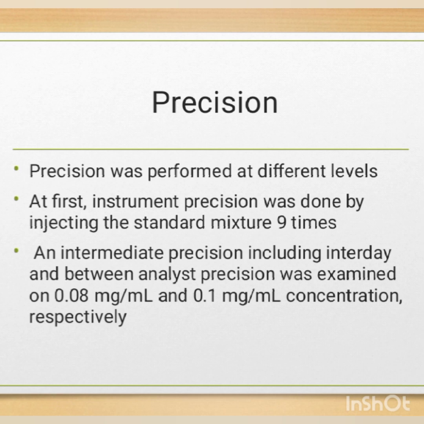First, instrumentation precision was done. How was precision done? That was done by injecting the standard mixture 9 times. Injecting a standard mixture 9 times in the instrument will give us good results. On the other hand, intermediate precision was also done, interday and between analyst precision. It was examined at 0.08 milligram per milliliter and 0.1 milligram per milliliter concentration respectively.